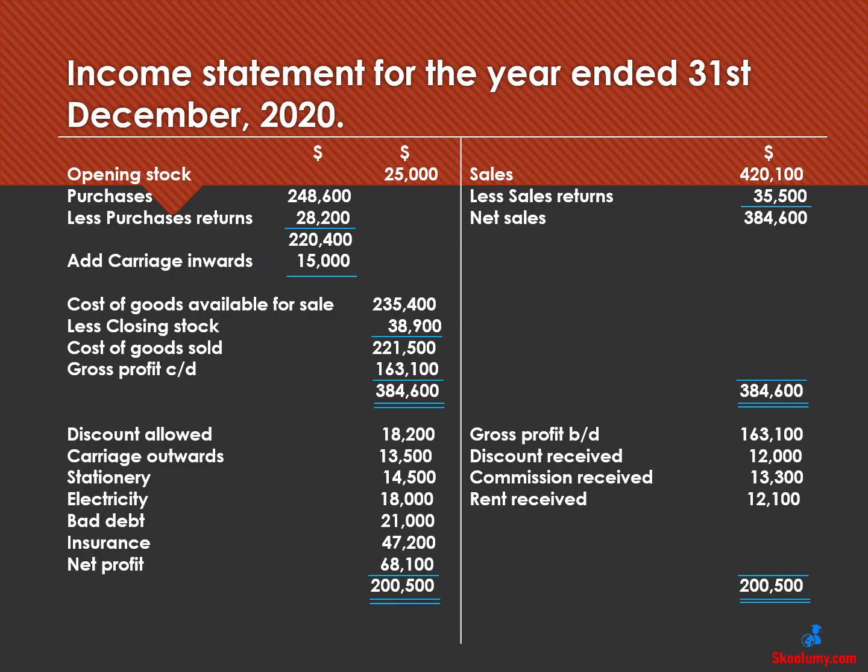$163,100. The section on the right, gross profit is added to other incomes. The total is $200,500. The overhead expenses are added on the left. Total overhead is $132,400. The difference between the totals of both sides is the net profit. It is $68,100. The net profit is entered on the side with the smaller totals so that the totals on both sides agree.